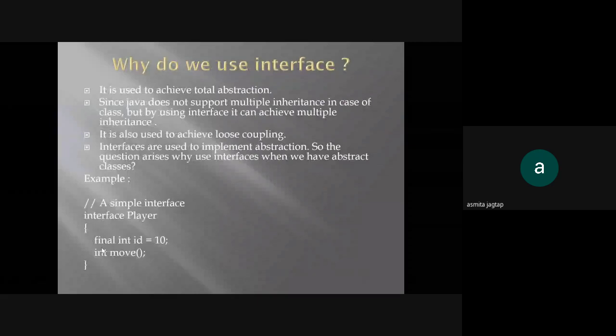So why do we use this interface? Why do we need this interface? First, to achieve 100% abstraction. With the help of abstract classes, we can't achieve that. So to achieve total abstraction, 100% abstraction, we use the interface concept. Since Java does not support multiple inheritance, as I have already told you, we can't do multiple inheritance because this leads to the diamond problem. What is the diamond problem? Check on Google, you will get to know. That is nothing but a deadlock type of condition.